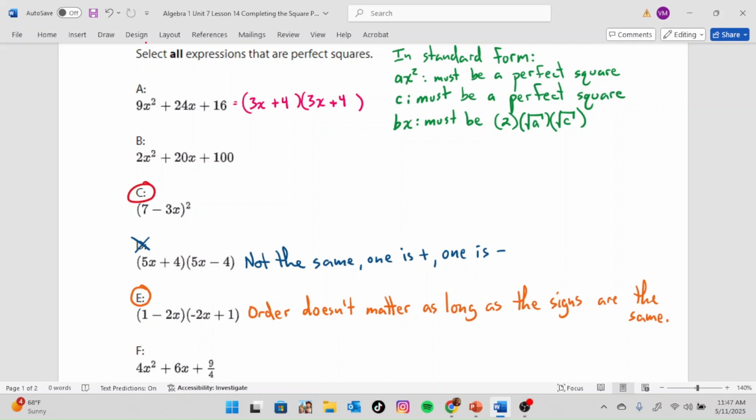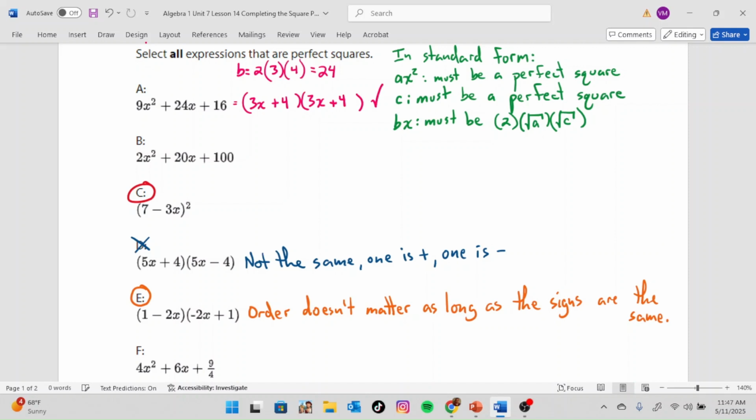Now, if this is correct, then my B term would need to equal 2 times the square root of A, which was 3, times the square root of C, which was 4. 2 times 3 is 6, and 6 times 4 is 24. And that's what we have.